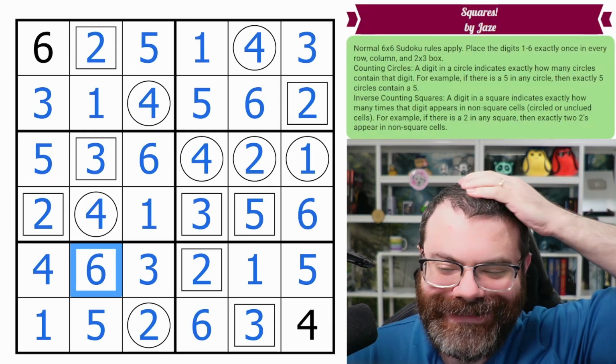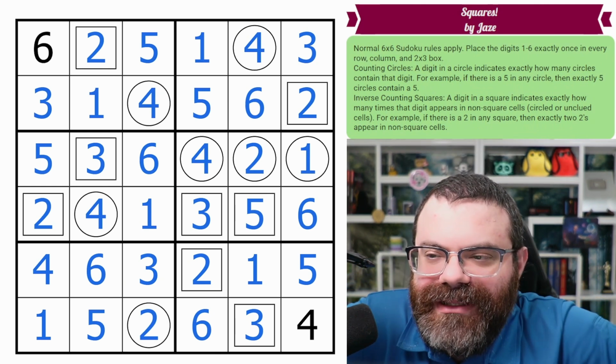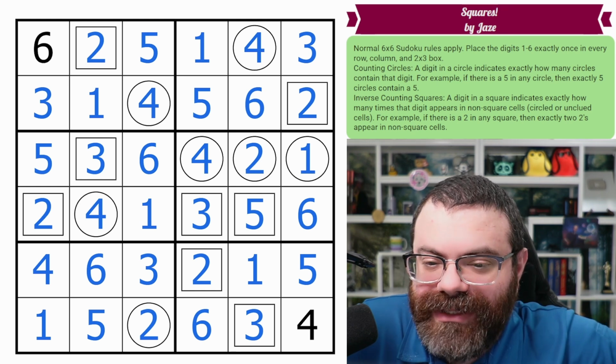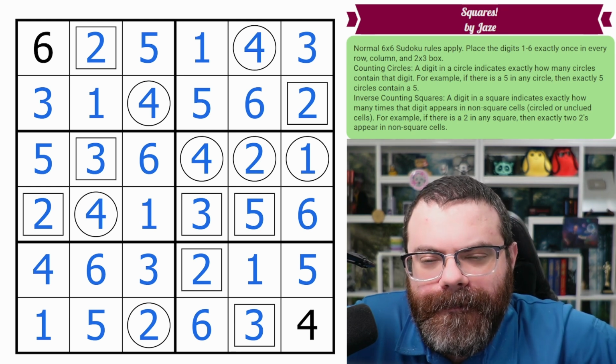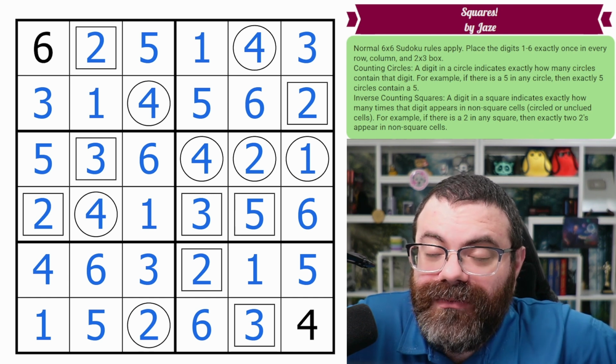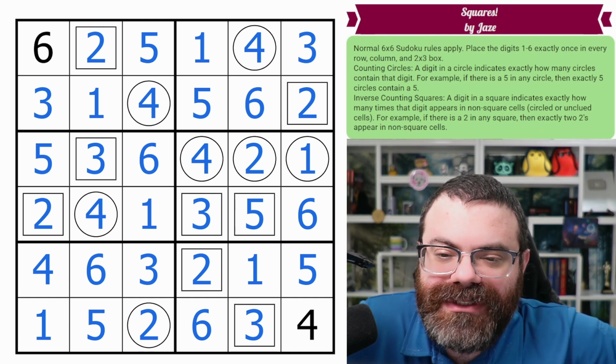All right. Okay, cool. Nice puzzle, Jaze. That was a neat idea for having the inverse counting squares. I don't think Jaze invented it, but it was a nice application of it. I hope the wording was clear. We had a lot of discussion about how to word the rules for that. So I hope that worked out for you. And I hope my explanation was clear.